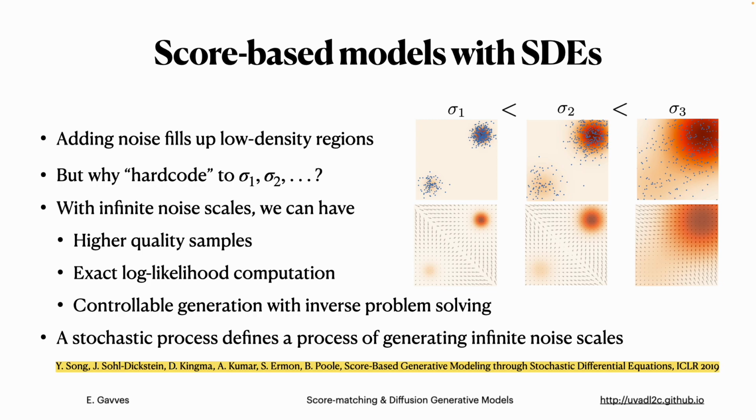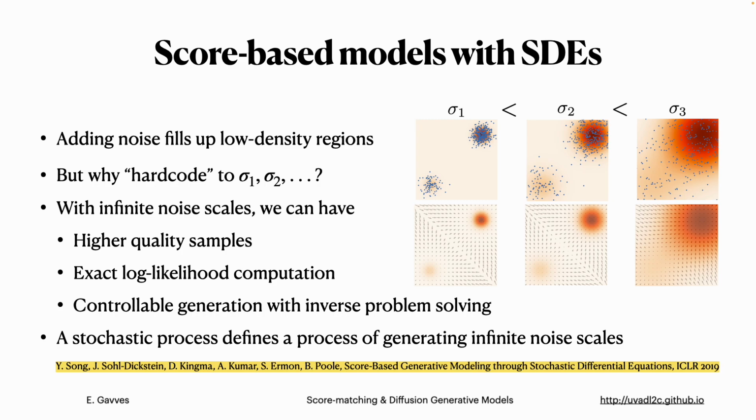Now, a question is, all right, we've got hundreds or thousands of noise scales that we would like to consider when noising up our data, but why do we even have to hard code the noise scales? Why do we have to make it explicit? They're just a sequence, so you can think of it also as a time series, where we start from very little noise, and then we add more and more and more gradually.